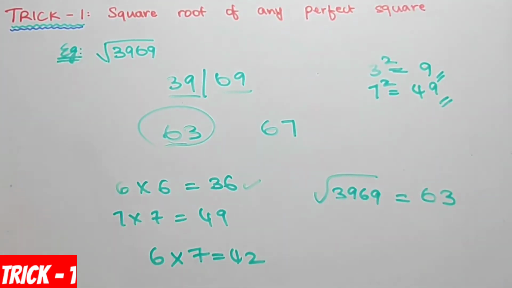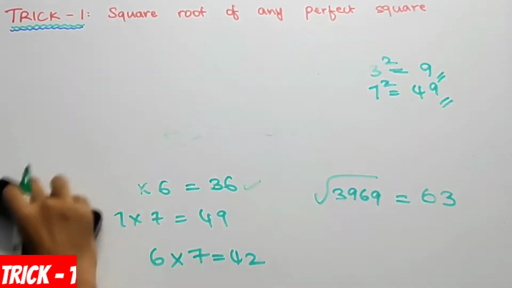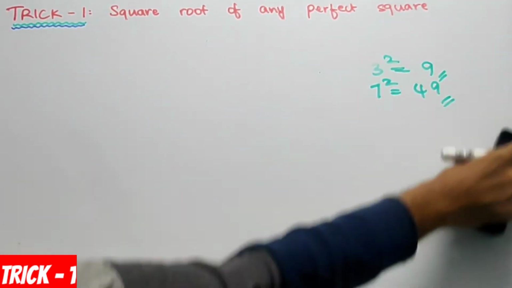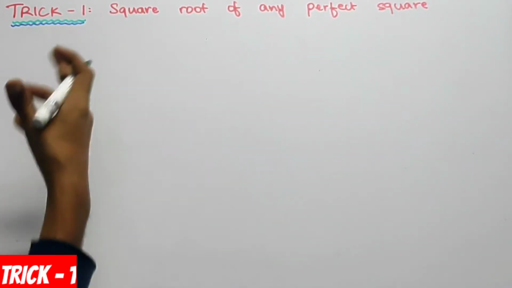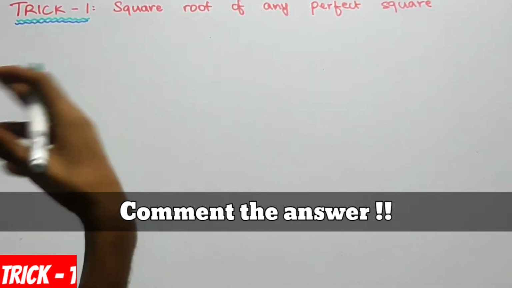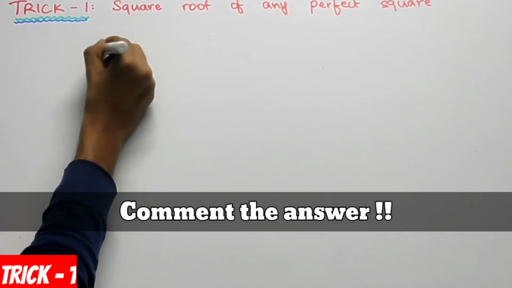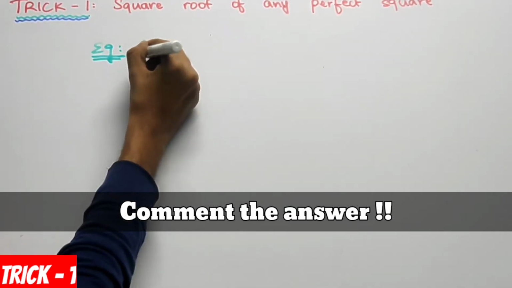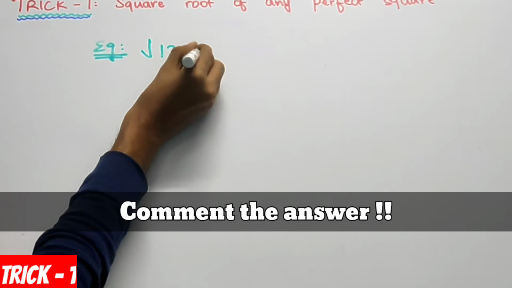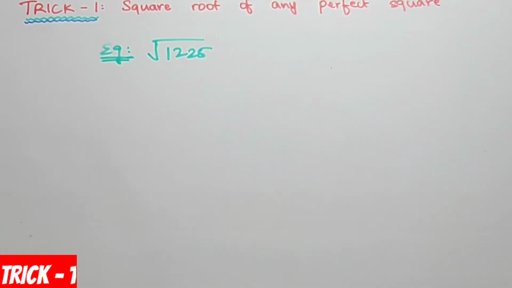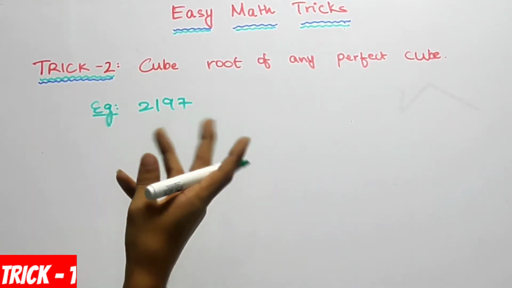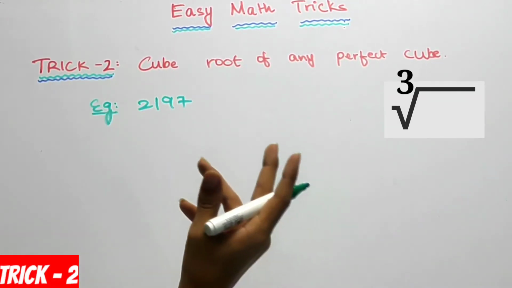Now there goes another problem using this trick. Now I will be giving another problem to you people to solve and comment down the answer in the comment section using this trick. Now don't forget, use this trick and solve the problem and comment down the answer in the comment section down below. Now the question I will be expecting you guys to solve is to take the square root of this number 1225.